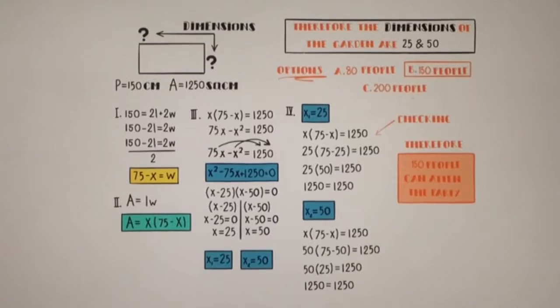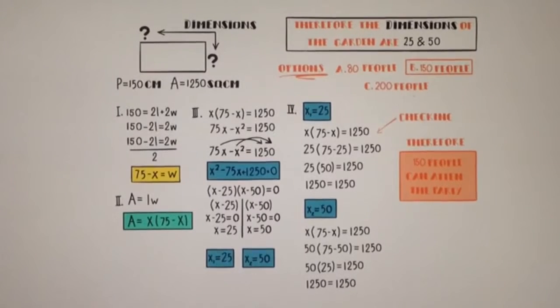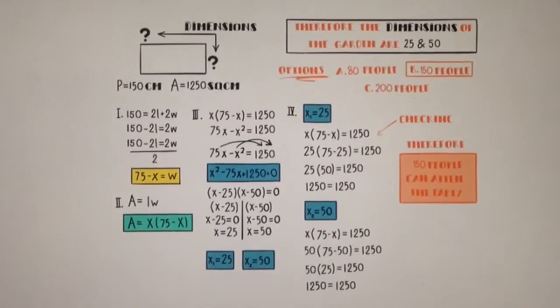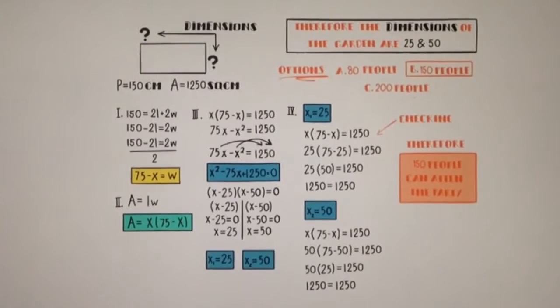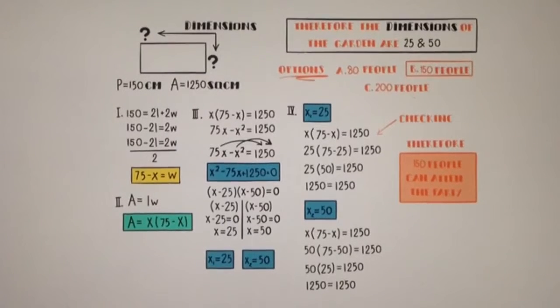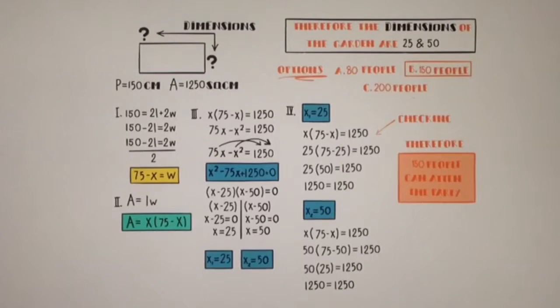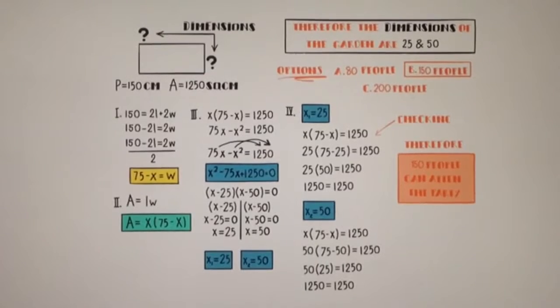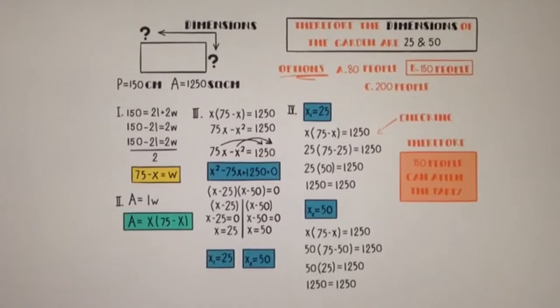Now time for checking. We substitute the values. X times 75 minus x equals 1,250 and we get the first value of x, which is 25. So that's 25 times 75 minus 25 equals 1,250, and 25 times 50 is equal to 1,250. Then now you get 1,250 equals 1,250. We do the same to the other side, and that second value is 50.